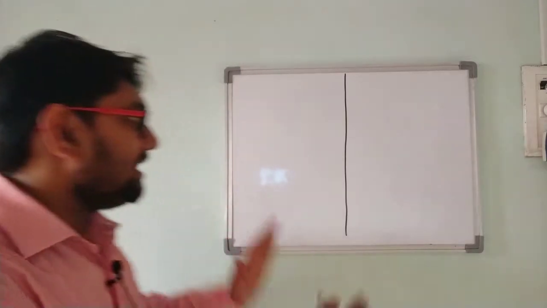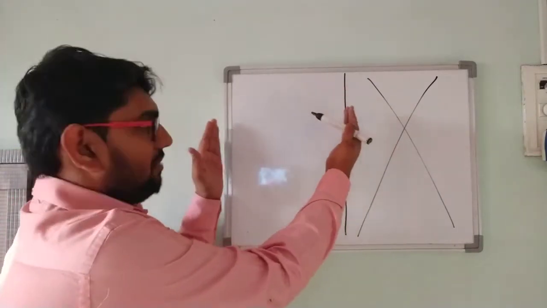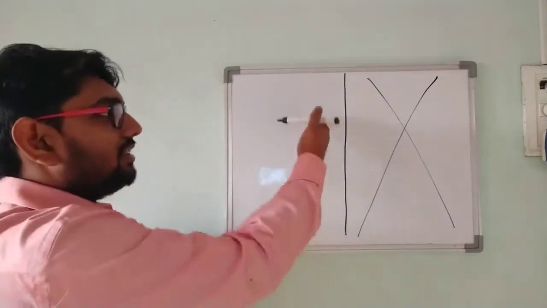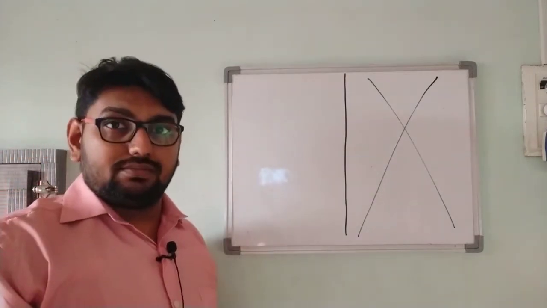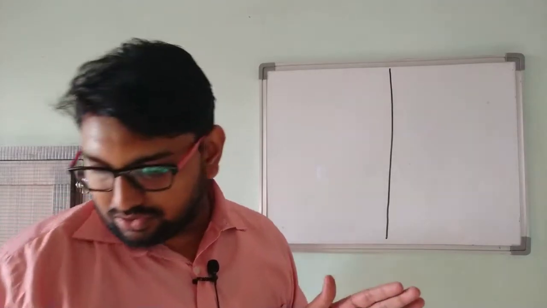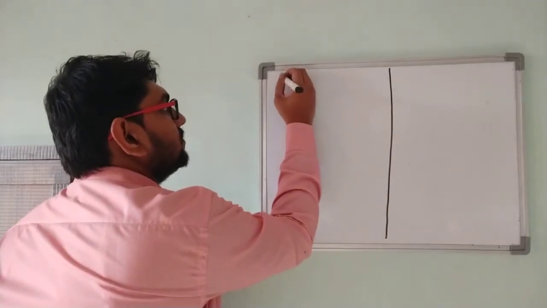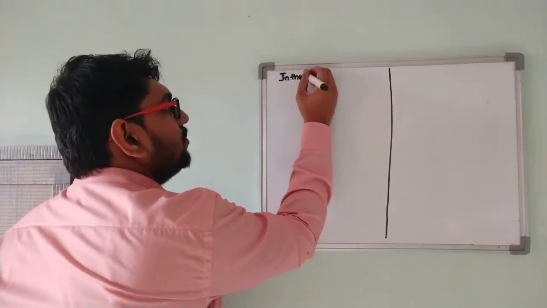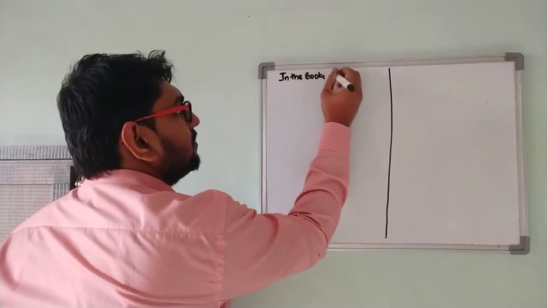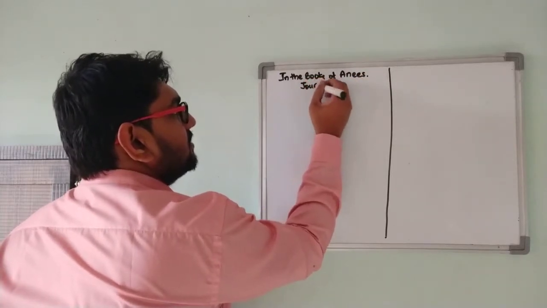Again I repeat, you are supposed to start the sum on your piece of paper exactly. So assume that this is your piece of paper. Do not consider this. This is your piece of paper and you are starting from here. So make the columns accordingly in your page. So first we are supposed to write whose books are these. So these books belong to Anis. In the books of Anis. Journal entries.